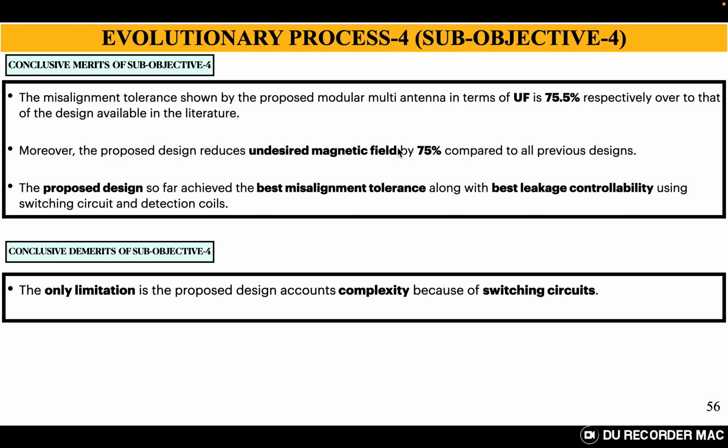Not only that, it also reduces undesired magnetic field by 75% compared to all the previous designs. The design we have proposed here has so far the best misalignment tolerance along with the best leakage controllability using the switching circuit and detection coils. It is the combination of the optimal non-uniform magnetic field strength and the switchability of the coils that resulted in the best possible design. The only limitation is that, because we are using detection systems, switching circuits and Arduino controllers, complexity will increase and also the cost will increase.